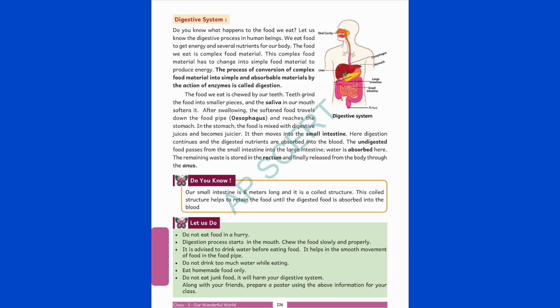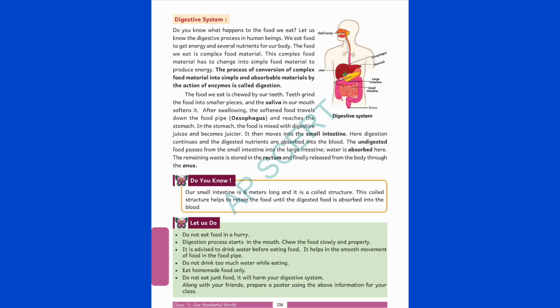The food we eat is chewed by our teeth. Teeth grind the food into smaller pieces, and the saliva in our mouth softens it. After swallowing, the softened food travels down the food pipe, the esophagus, and reaches the stomach. In the stomach, the food is mixed with digestive juices and becomes juicier.